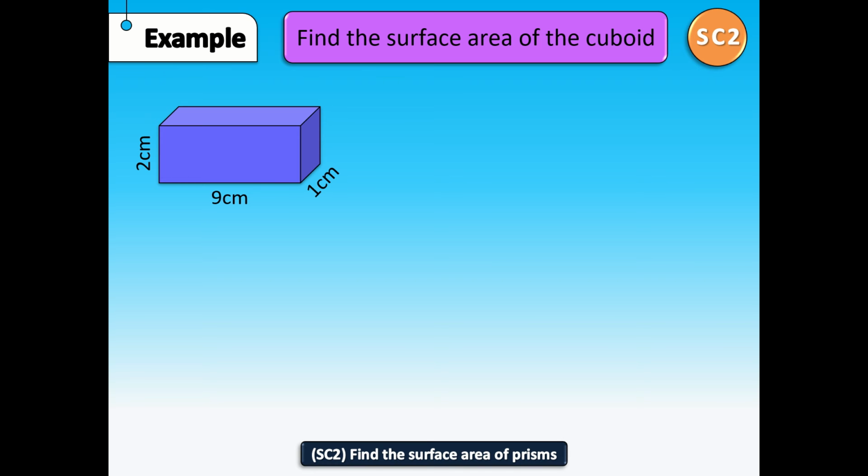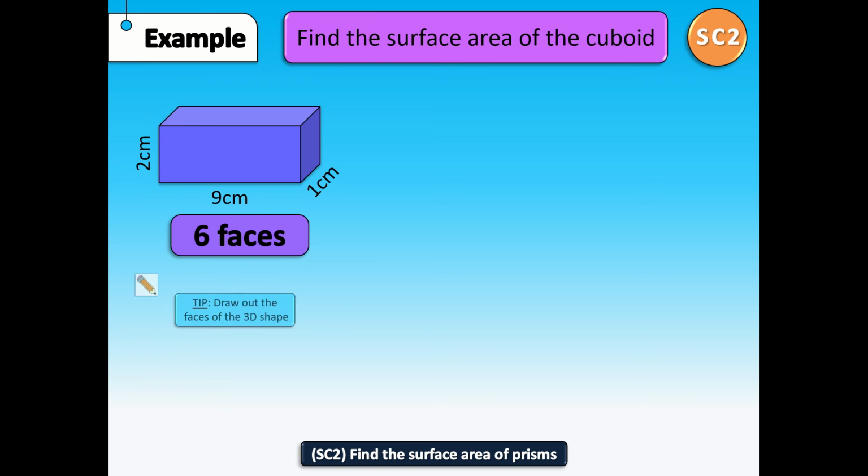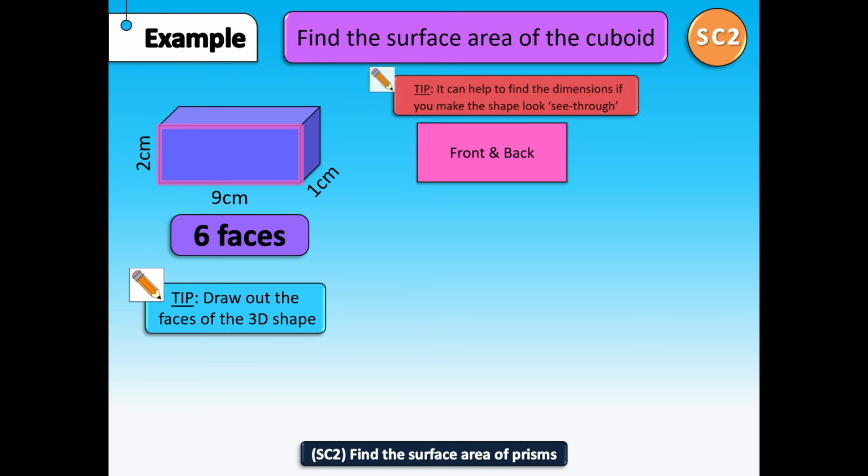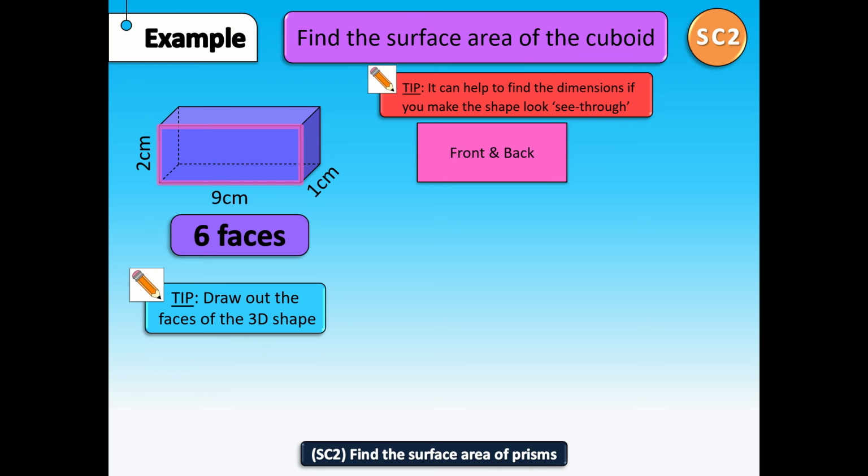So first of all, think about how many faces your shape has. So this shape has 6 faces. It's got a front, and if we draw it in 3 dimensions, you can see the front has the same area as the back. So the front is 2 by 9 centimeters, so that's 18 centimeters squared. And because we've got a front and a back, we need 2 of those.